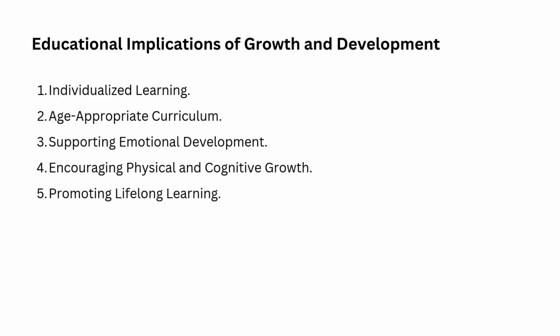For example, younger children benefit from hands-on sensory learning experiences, while older students may benefit more from abstract thinking exercises. Next, supporting emotional development. Recognizing the role of emotional growth, teachers can create a supportive classroom environment where students feel safe to express themselves. For example, activities that foster teamwork and empathy help students develop social and emotional skills which are essential to become successful in life.